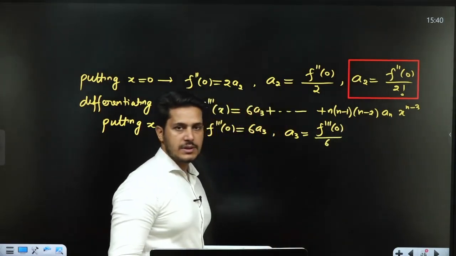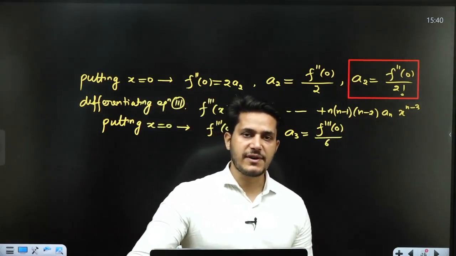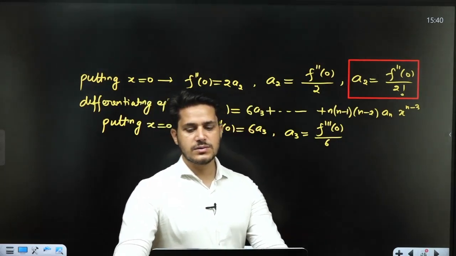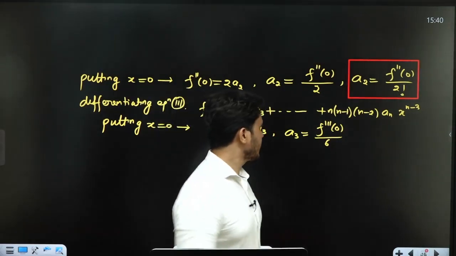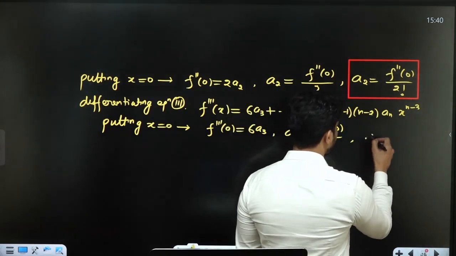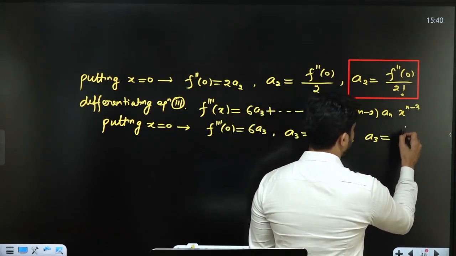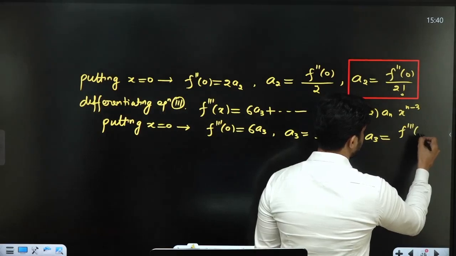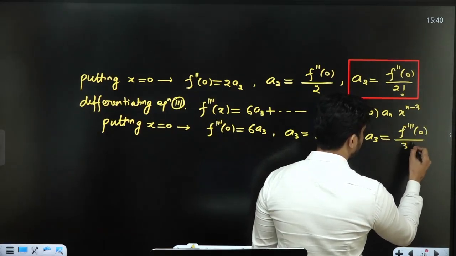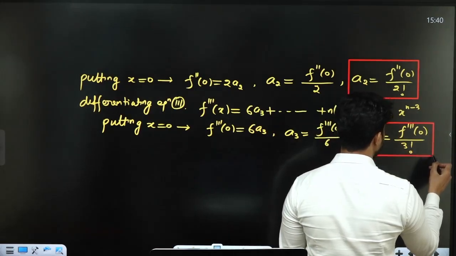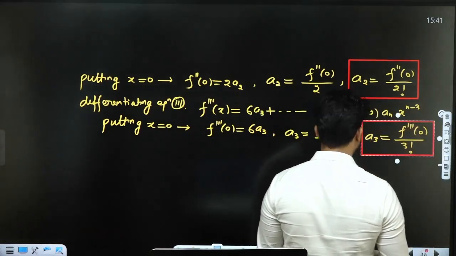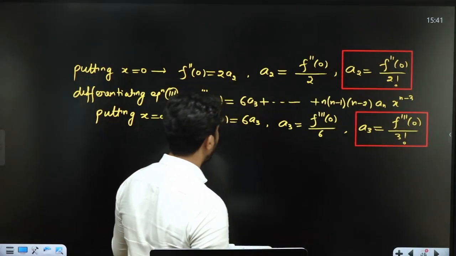And you know, this 6 can be written like 3 factorial, because 3 factorial equal to 3 into 2 into 1, which is equal to 6. So a3 equal to f triple dash 0 upon 3 factorial. So in this way you can find all the coefficients a0, a1, a2, a3 and so on.